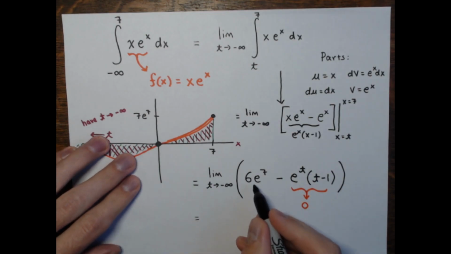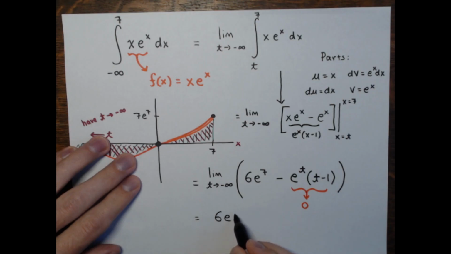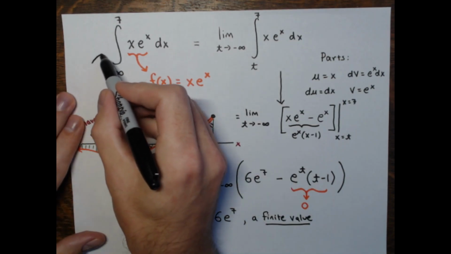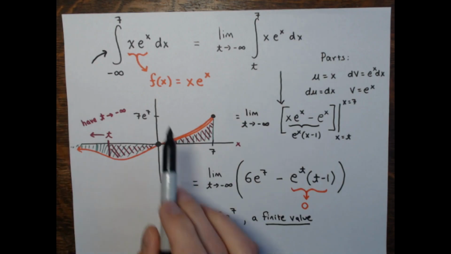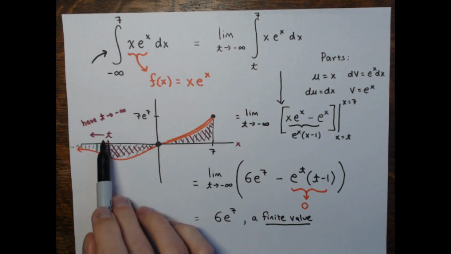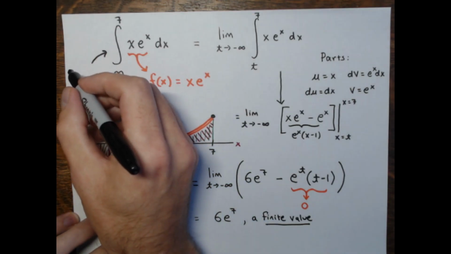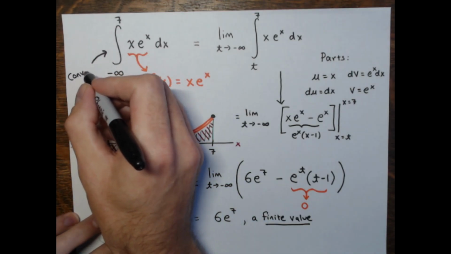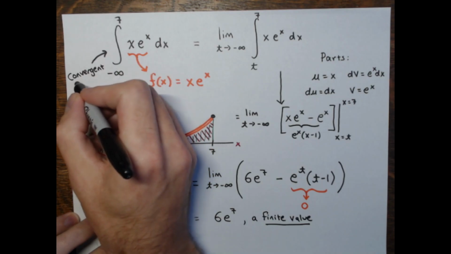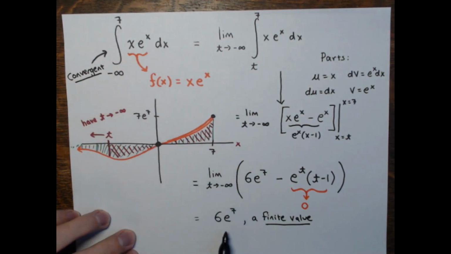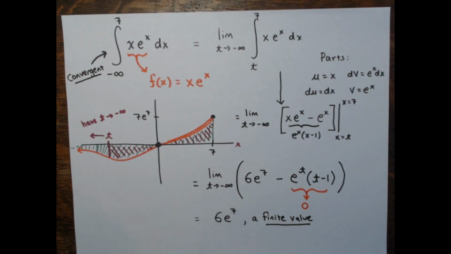So our limit here is 6 times e to the 7th, right? Which is a finite value. That is not infinite. So that means that our integral up here, this limit, this net area as t goes to negative infinity, approaches some finite value. And if that is the case, they call this improper integral convergent. It is convergent, and it converges to 6 e to the 7th.